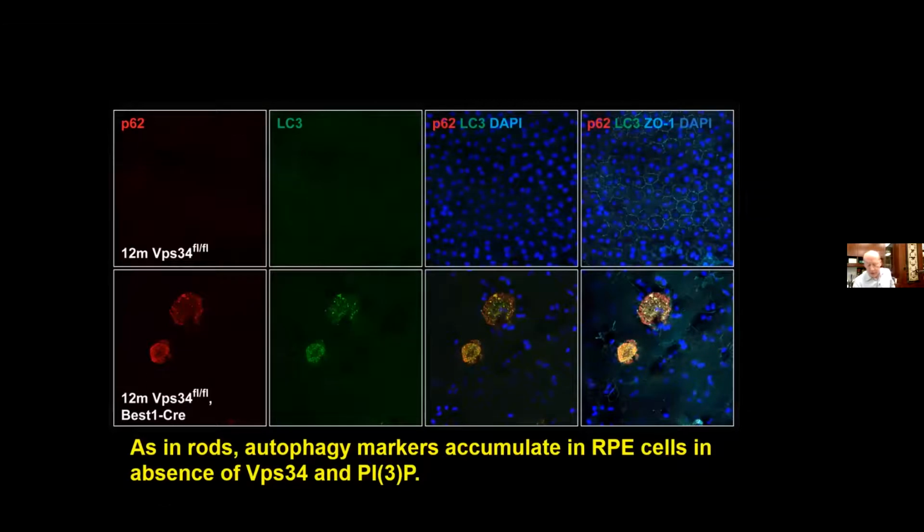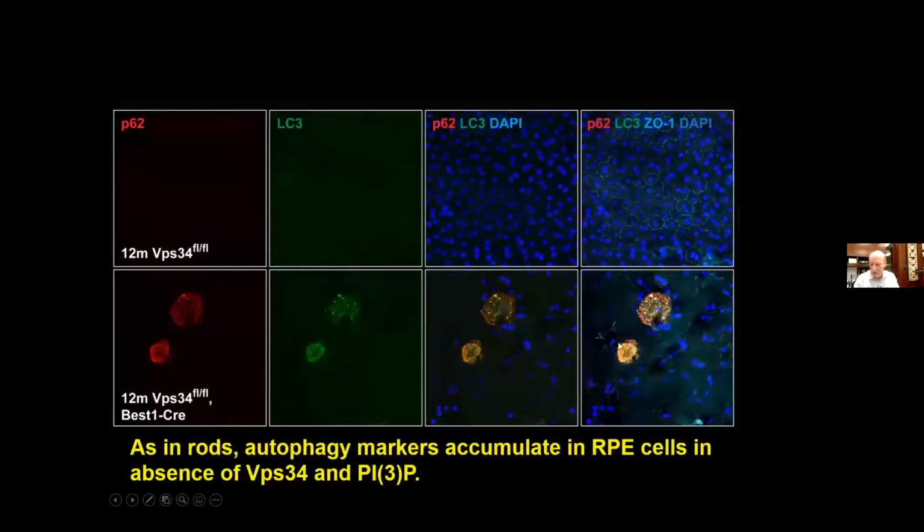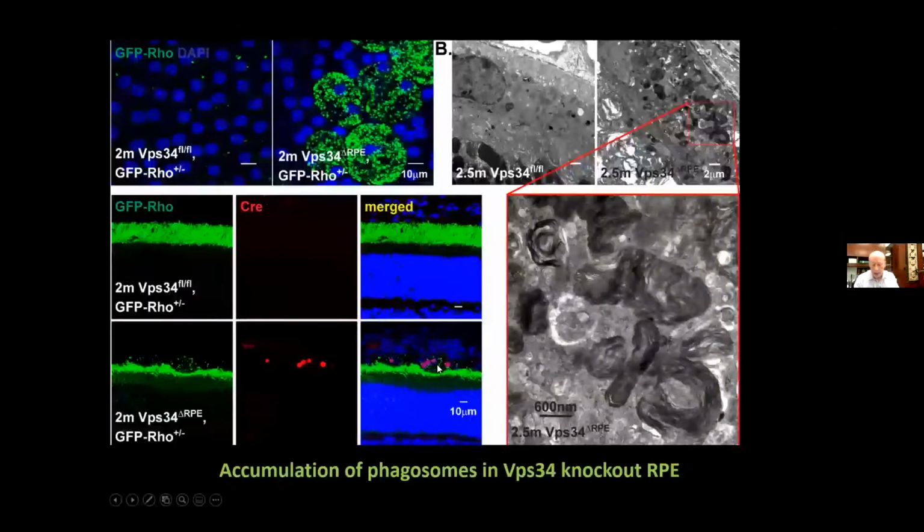Now, as far as autophagy, we see the same accumulation of classical autophagy markers that we see in the rod cell knockouts, P62 and LC3. These co-localize. So we've also looked at phagocytosis, which is an extremely important process for RPE cells.